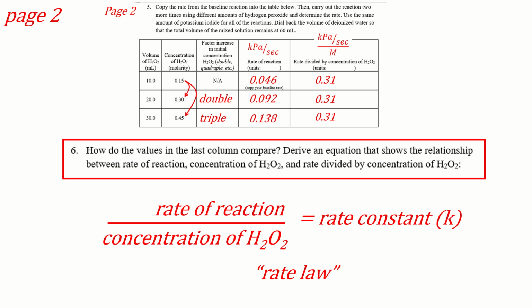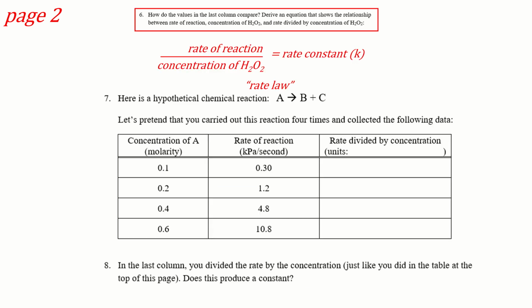Now, it isn't always as simple as this, meaning you don't always get a constant when you divide the rate by the concentration. You have to do a little bit more math in order to get yourself a constant. So that's what this next example is going to show. So further down on the page, on page 2, we have the sample data. This is just made up numbers.